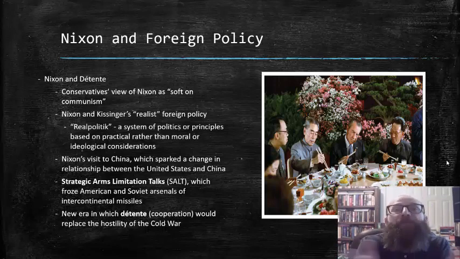And Nixon actually opened the door to China. Nixon was the first American president to actually pay an official state visit to communist China. And this sparked a dramatic change in the relationship between the United States and China. Nixon and Kissinger's realpolitik ideas also led to the Strategic Arms Limitation Talks, which froze American and Soviet arsenals of intercontinental nuclear missiles. This in general ushered in a new era in which détente, or cooperation, would replace the hostility of the Cold War.